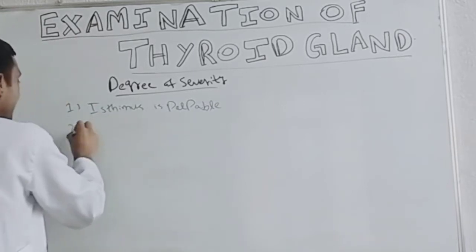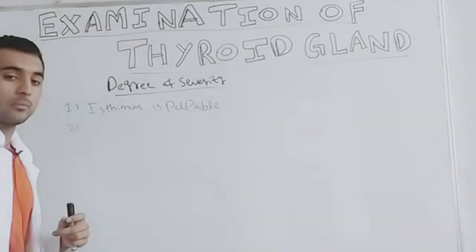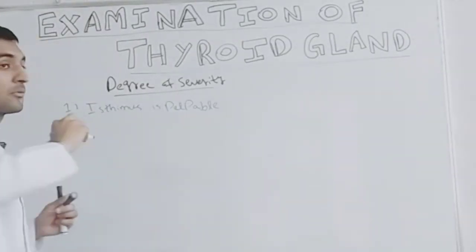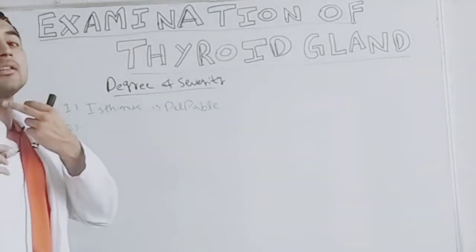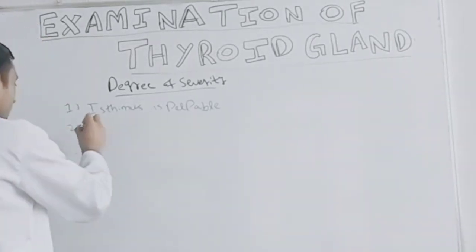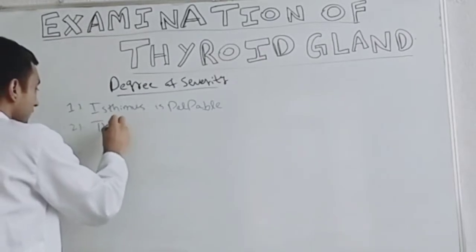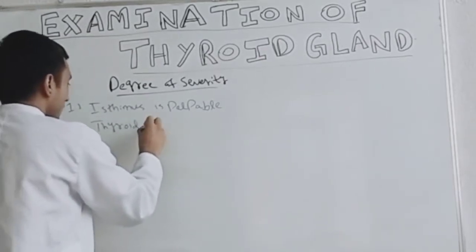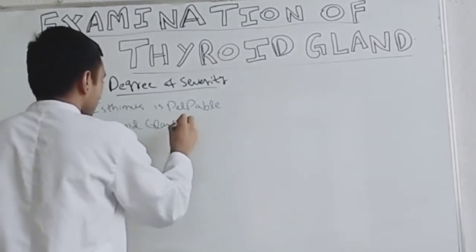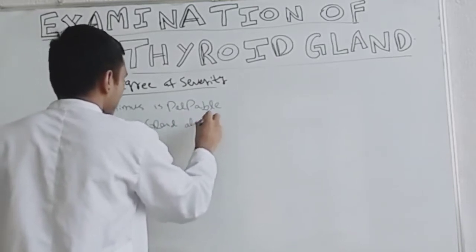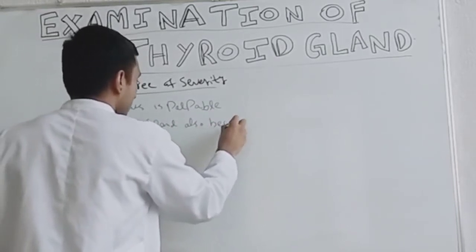Now, in the second degree of thyroid gland abnormality, the thyroid gland also becomes palpable while palpating the anterior portion of the neck.